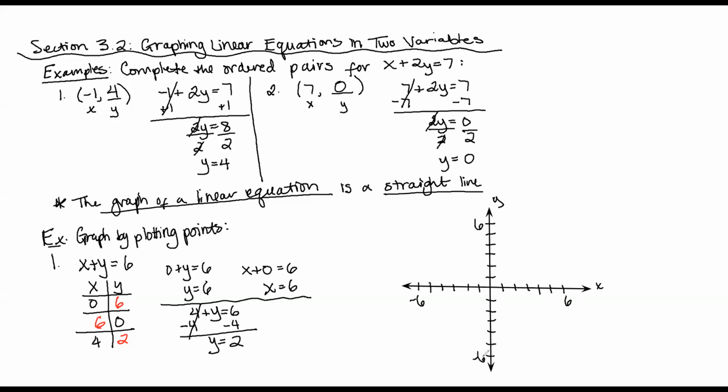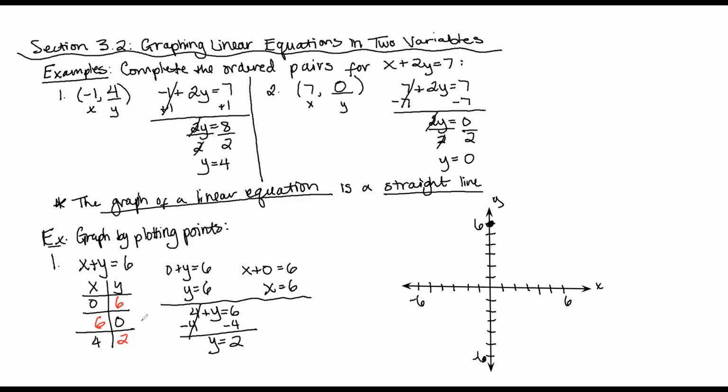If you have graph paper, I definitely recommend graphing on graph paper while you're taking your notes. It's going to make your graphs look a little bit nicer. So our first point here is 0, 6. So remember, this 0 means left or right 0, and then we want to go up 6. So start in the origin, left or right 0, up 6.